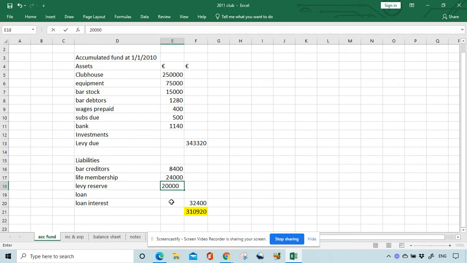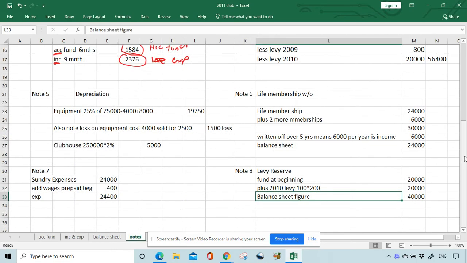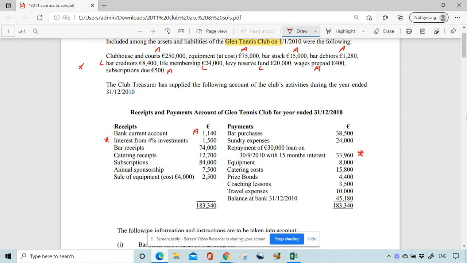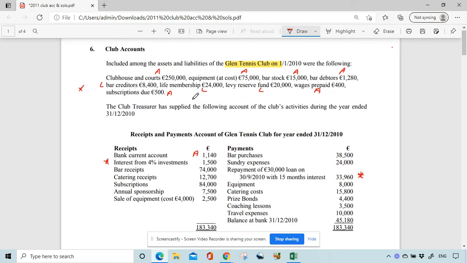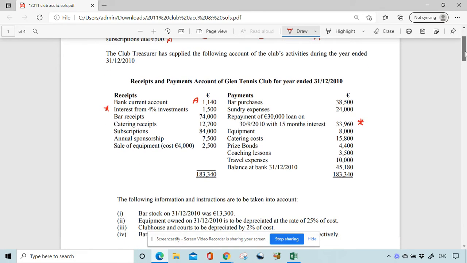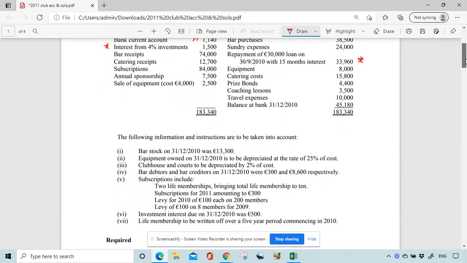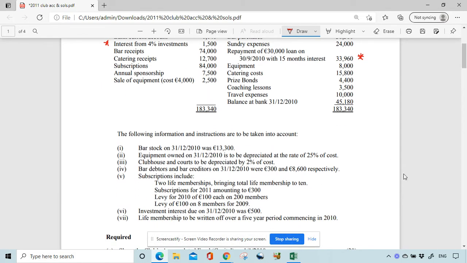We're told the loan interest, but we're going to have to fix that. So let's look at the notes first of all. We'll deal with investments. So I have note 1 up here already done. So if we look at the question, first of all, let's look for investments. We're looking up the top here for any investment interest due or prepaid. There's nothing there. I'm looking here for interest from investments, 4%, 1,500. And I'm also looking at the notes at the end. Is there any mention of investment interest? Yes, there is. Investment interest due at the end of the year, €500.